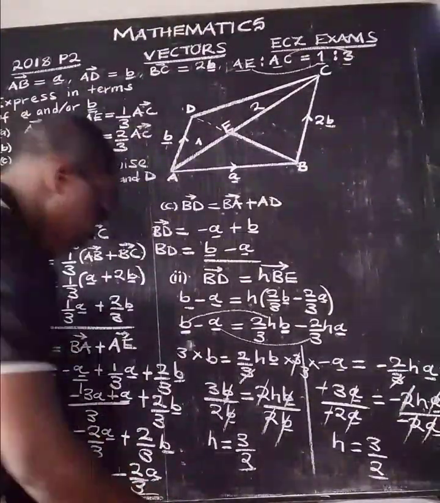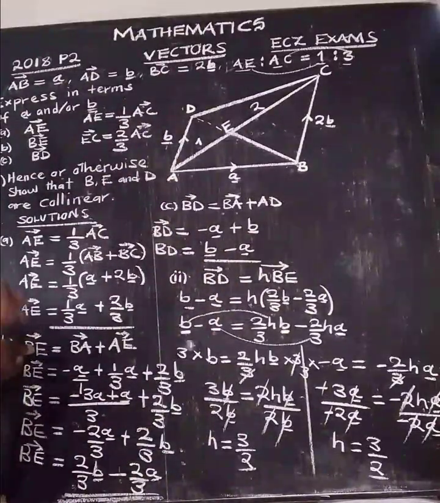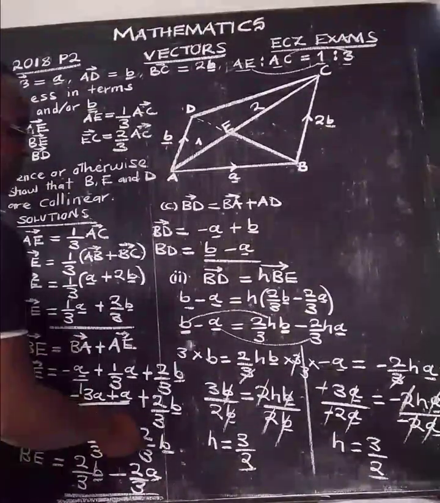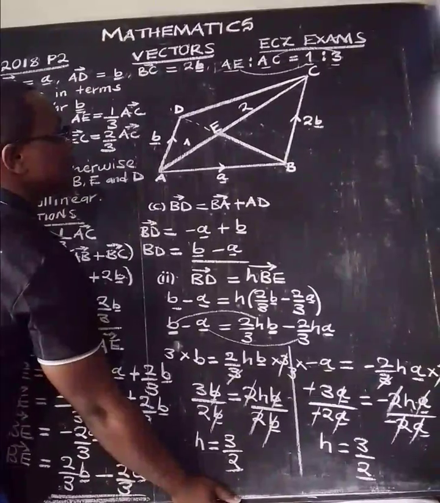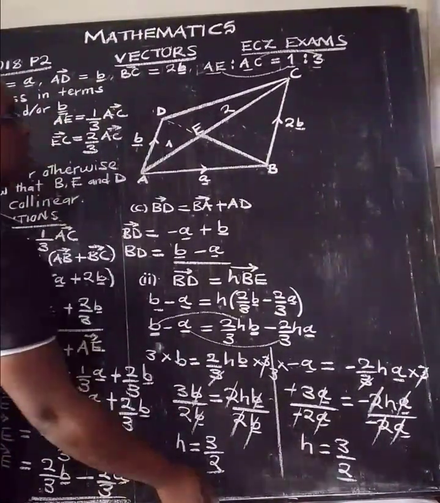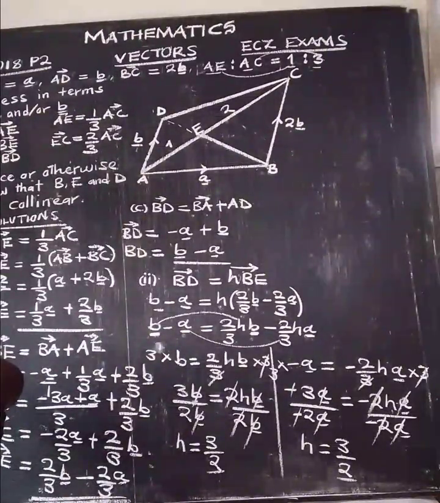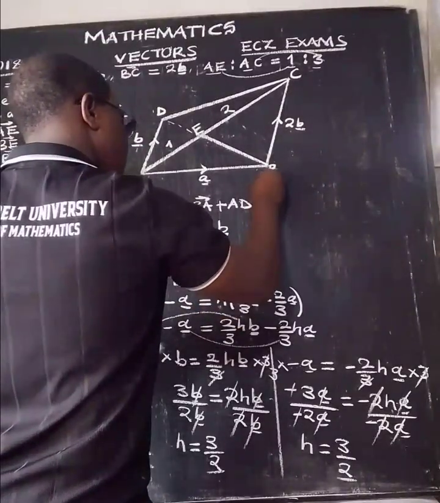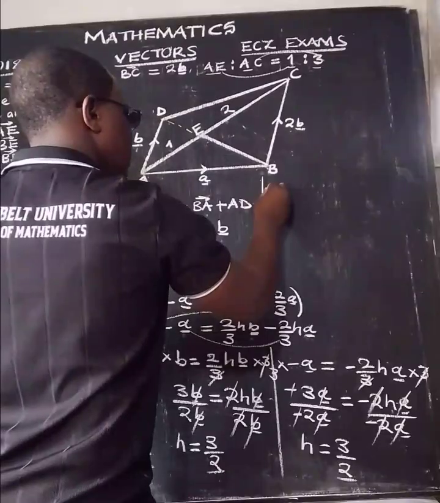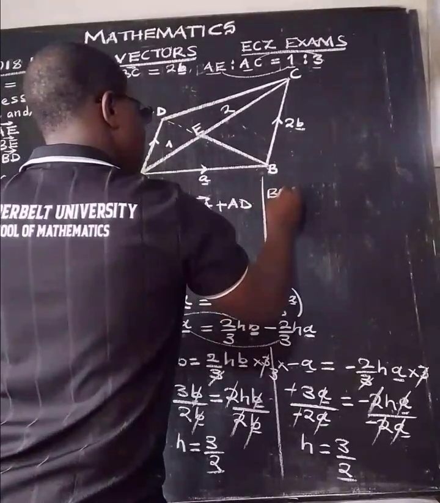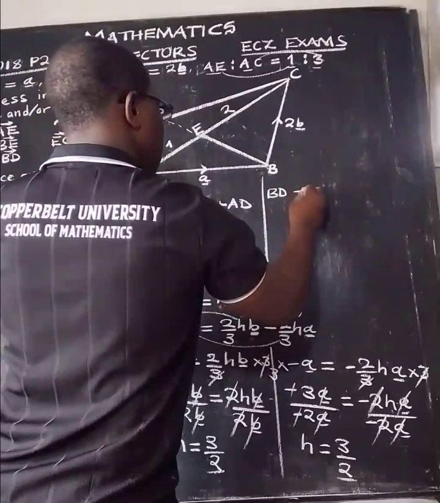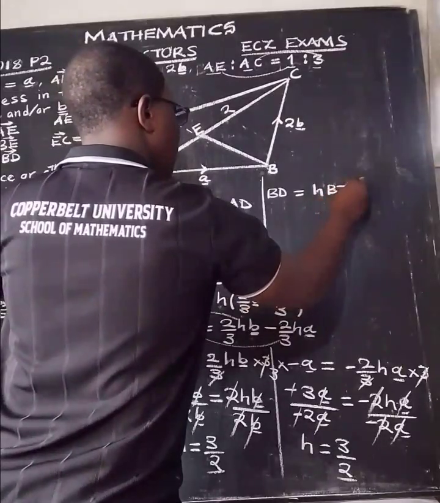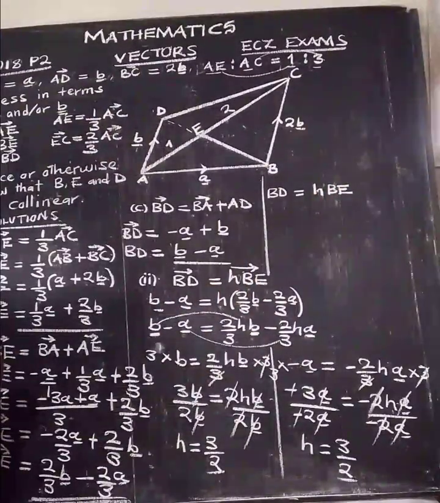Now let's verify if these 3 points are collinear. Let me just move the board this side so that people can see that side. Okay. So let's try to verify if these are collinear. So we said, let's do this, say BD is equal to h BE. Okay, this is what we said.